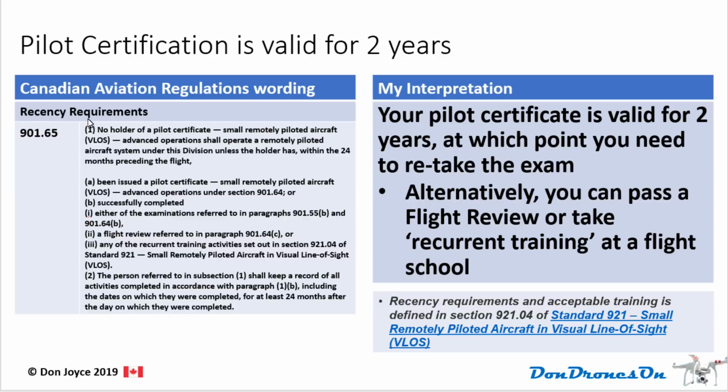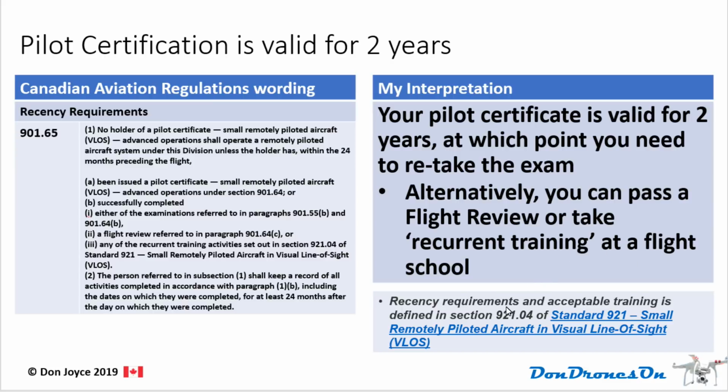90165 talks about recency requirements. Now, it doesn't really expire at the end of 2 years, but you need to revalidate it. This is the way Transport Canada explained it to me, at least. To revalidate it, you need to either retake the exam, which is a fairly straightforward approach, or you can pass a flight review that proves that you have had recency in terms of the issues related to an advanced operations exam, or you can take what's called recurrent training at an approved flight school.